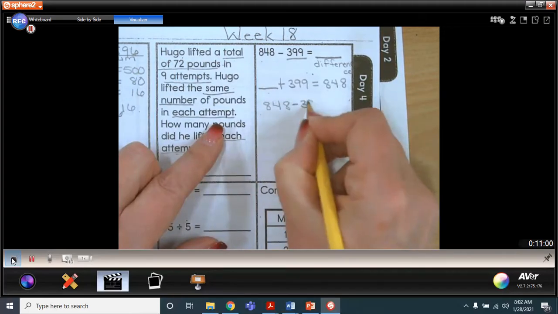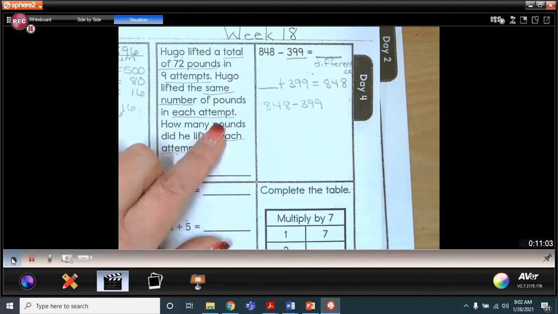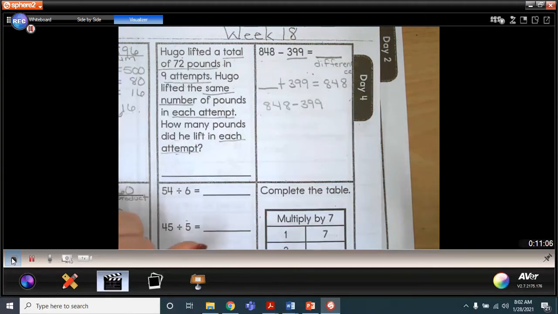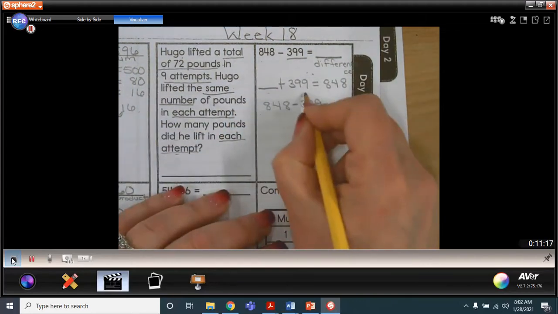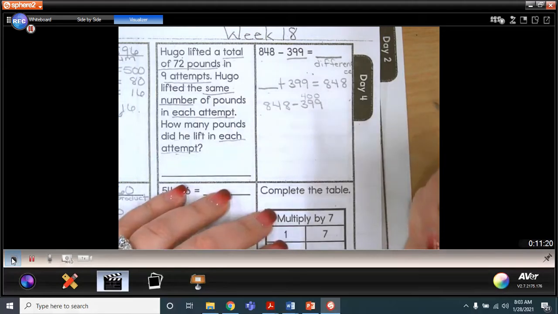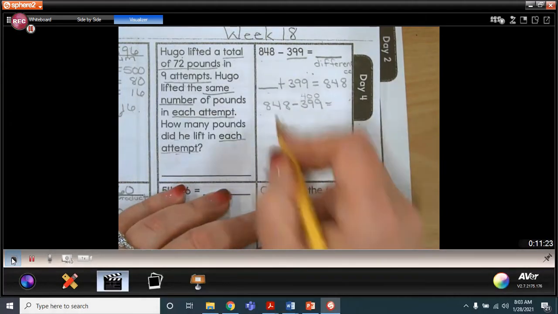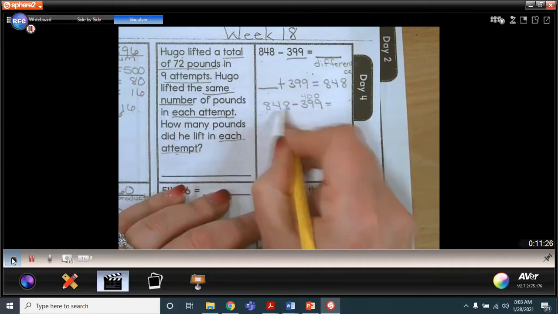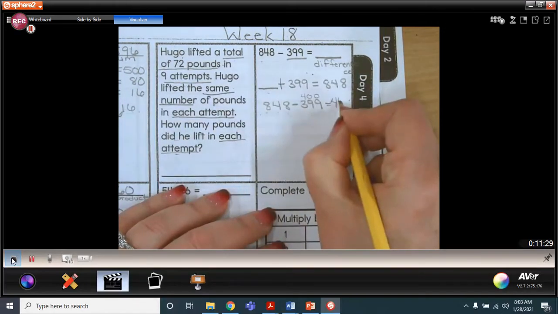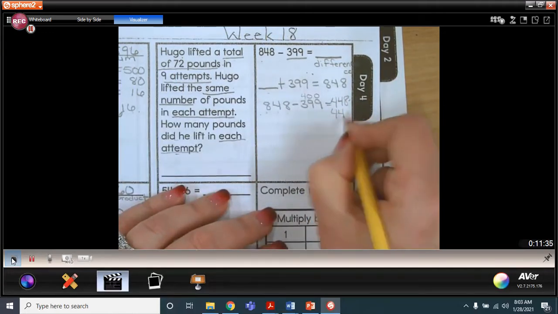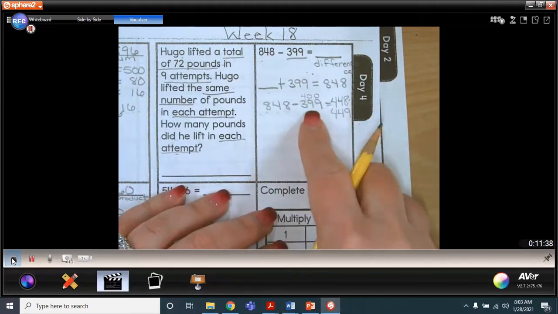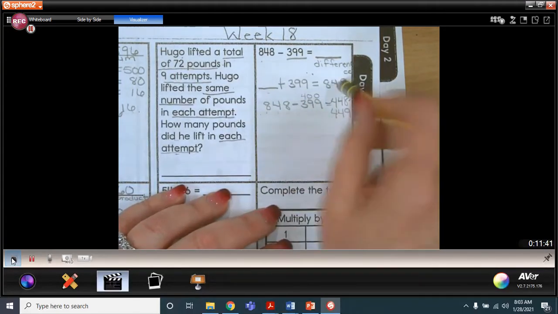So let's take a look at 849 minus 399. Now, 399 is very close to 400, and that would make it so much easier for us to just subtract 400. So we would over subtract and then add one back in from that. If I subtracted 400, that would leave me with 449. And then I add one back in would make it 450 because I over subtracted. So since I over subtracted, I need to add one back in.